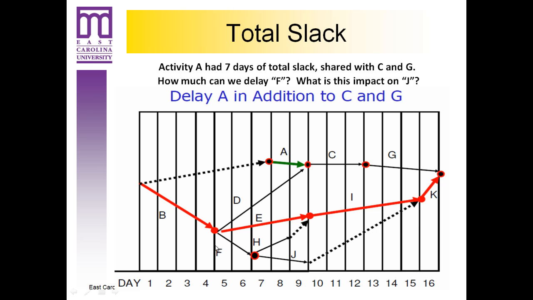So if we wait getting activity F started, we now put H on the critical path, and we take 1 day of slack off of J. By the way, this 1 day of slack for activity F would be 1 day of total slack, and we would consider activity F as having 0 days of free slack. So that's a real quick review of the critical path concept, free slack, and total slack using an activity on arrow diagram, as opposed to the activity on node representation, which is what Microsoft Project uses.